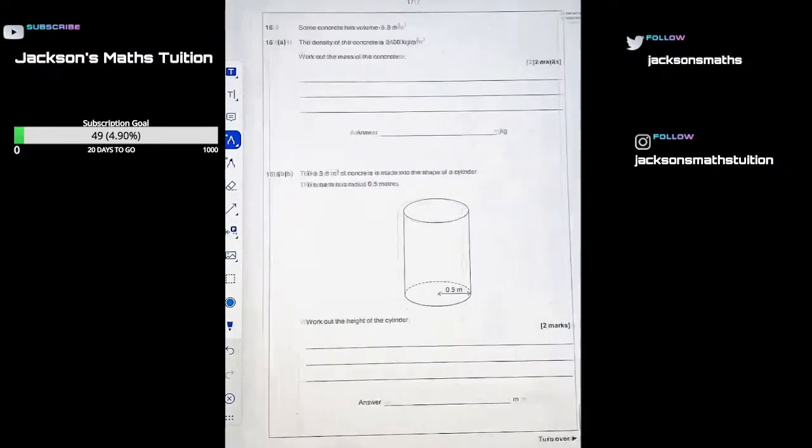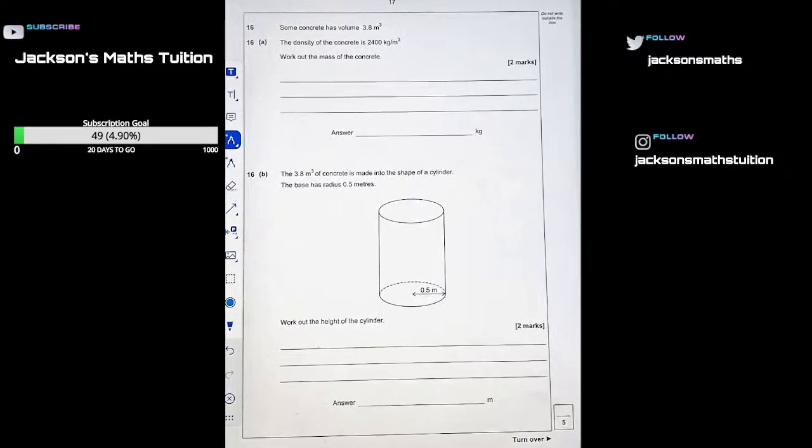All right, question 16. Some concrete has volume 3.8 meters cubed. The density of the concrete is 2,400 kilograms per meters cubed. Work out the mass. Okay, so you get questions like this in science too. Density, mass, volume, speed, distance, time, area, force, pressure. You need to remember those formulas for your GCSE. They won't be given to you on the formula sheet. So it's definitely something that you have to remember.